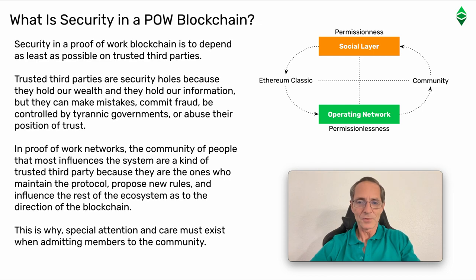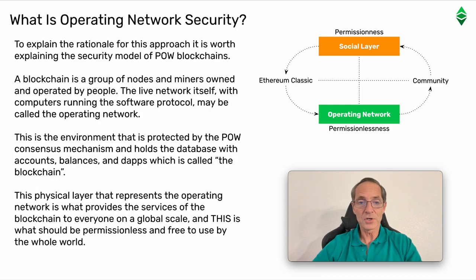What is security in a proof-of-work blockchain? Security in a proof-of-work blockchain is to depend as little as possible on trusted third parties. Trusted third parties are security holes because they hold our money, wealth, and information, but they can make mistakes, commit fraud, be controlled by tyrannical governments, or abuse their position of trust. In proof-of-work networks, the community of people that most influences the system are a kind of trusted third party because they are the ones who maintain the protocol, propose new rules, and influence the rest of the ecosystem as to the direction of the blockchain. This is why special attention and care must exist when admitting members to the community.